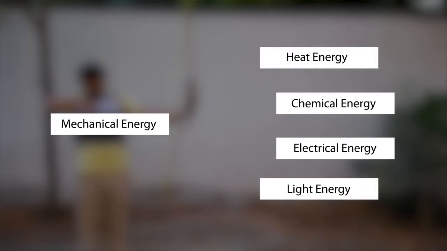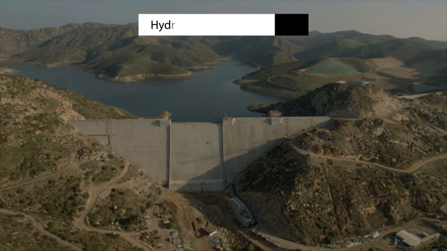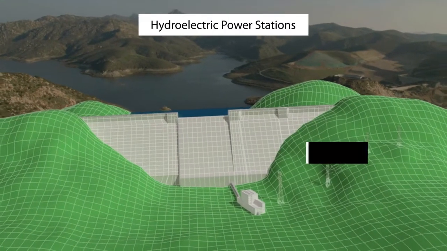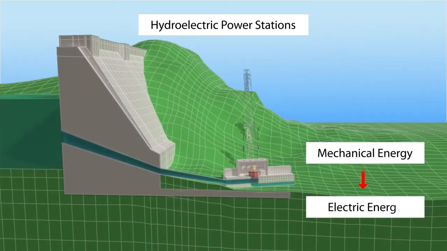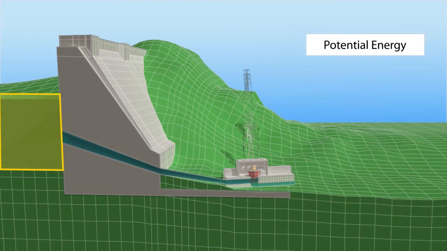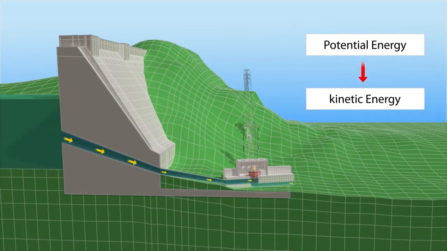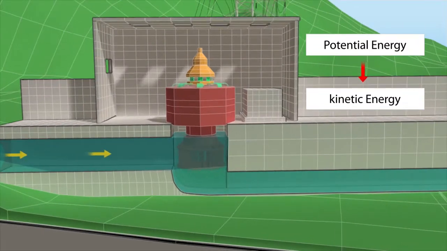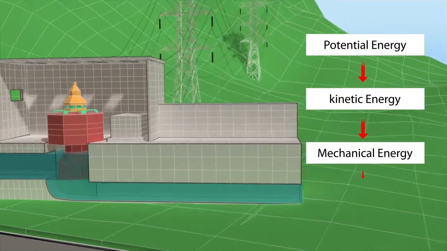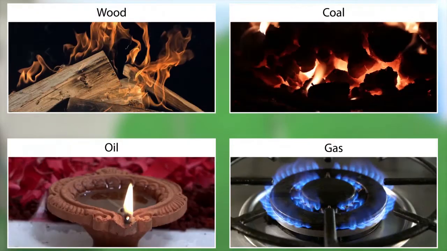Let us now look at an example of how mechanical energy can be converted into other forms of energy. In hydroelectric power stations, mechanical energy is converted into electric energy. The reservoir's potential energy is converted into kinetic energy. This in turn rotates the turbines and generates electric energy. Let us now look at heat energy.